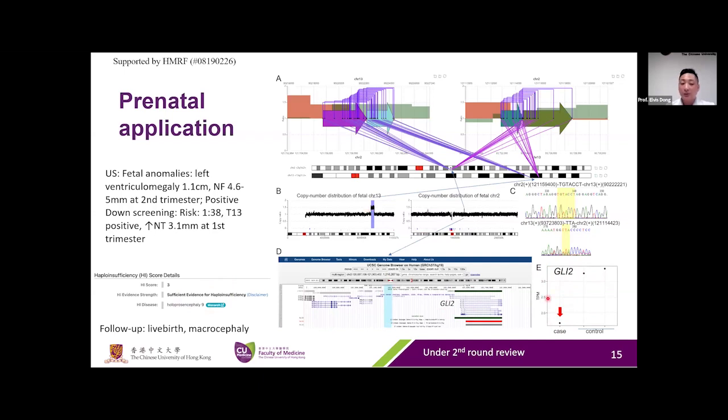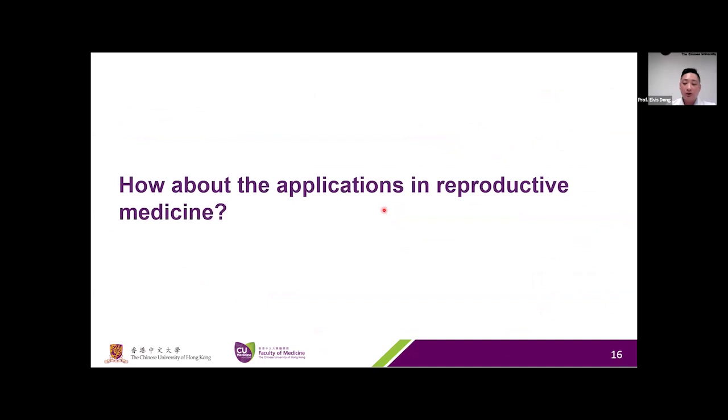So because it's haploinsufficiency, and the phenotype matches the report quite well, we might issue a likely pathogenic rather than a VUS report. So by knowing the location, we can resolve some results that we originally couldn't tackle using CMA alone. I showed some of the applications in prenatal and pediatric settings.